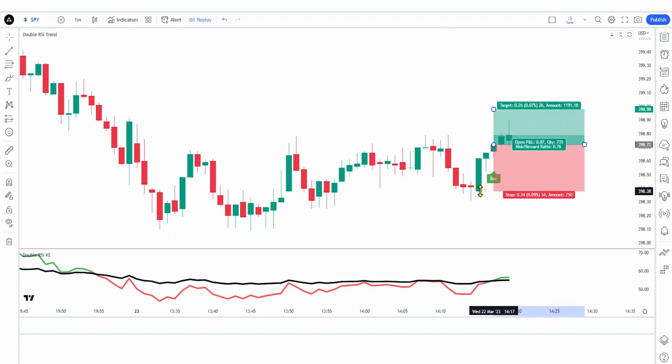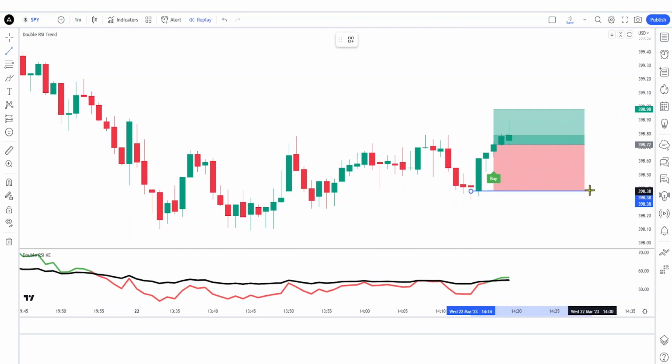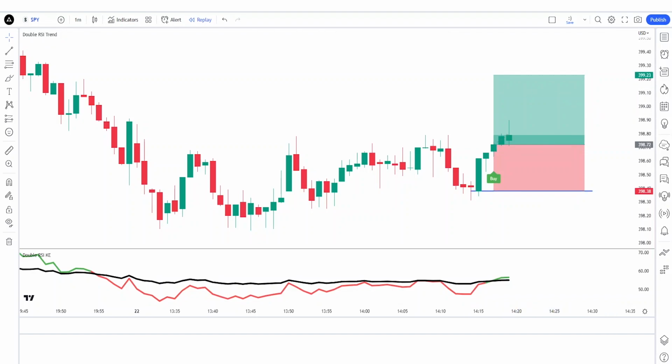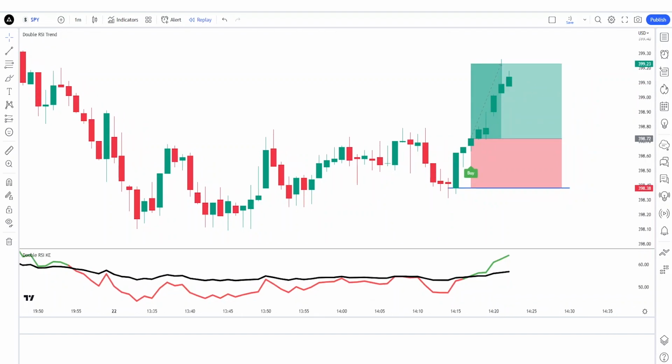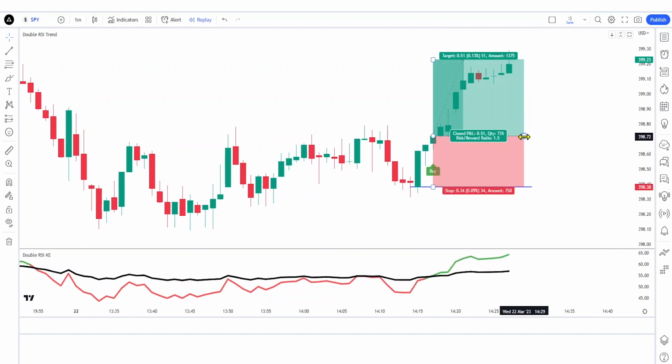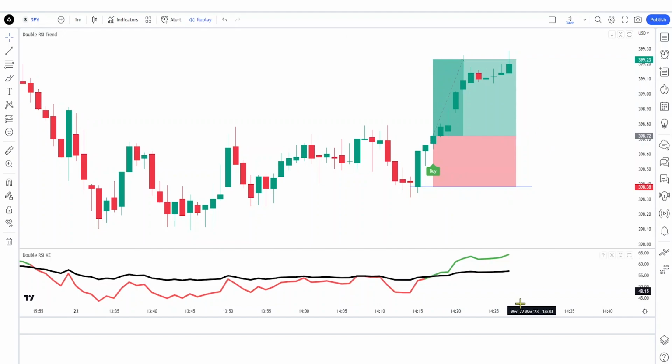Our stop loss will be placed at the bottom of the previous candle. And our take profit will be 1.5 risk to reward ratio. Let's see if our long prediction was correct. We were correct on this prediction and made a profitable long trade. Now, let's see how to enter a short position.